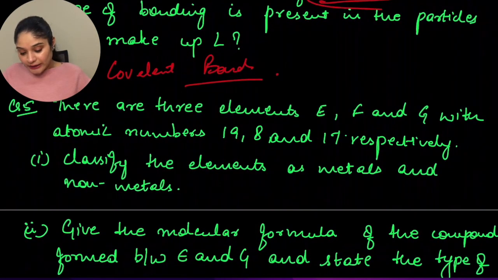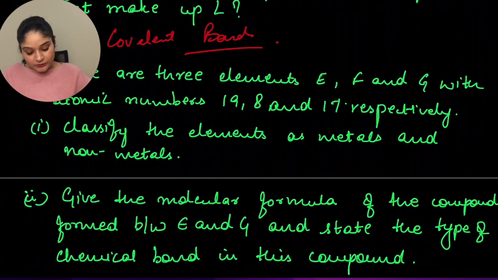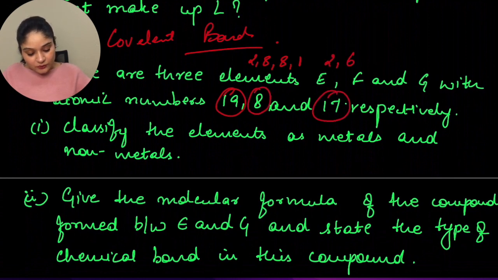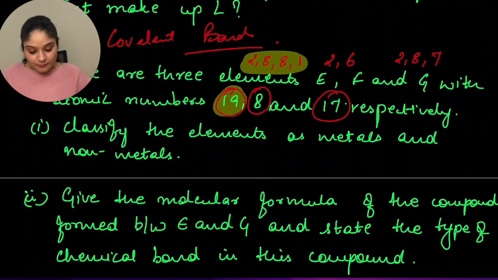There are three elements E, F and G with atomic numbers 19, 8, 17 respectively. Classify the elements as metals or non-metals. So first of all, this is 19, that means 2, 8, 8, 1. Then you have 8, so that would be 2, 6. Then 17, so 2, 8, 7. Now, when an element has a tendency to donate electrons, that means that particular element is a metal. So in this case, this one is a metal. That means 19.